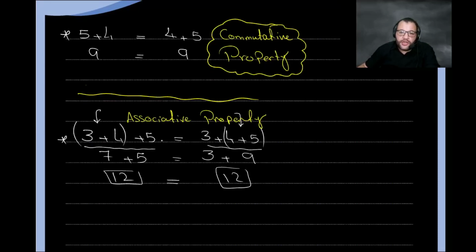3, 4, and 5. The second here also 3, 4, and 5. The only difference is that in the first one we have 3 plus 4 inside the bracket, but in the second one we have 4 and 5. So that's called the associative property. That's the difference between them.